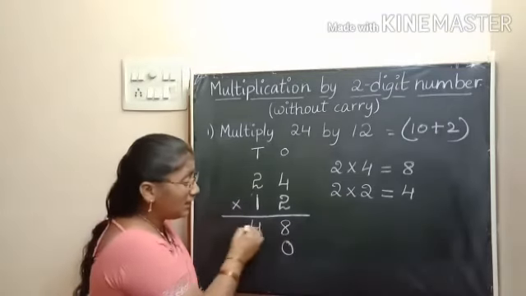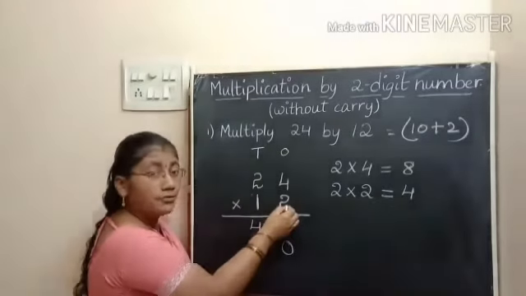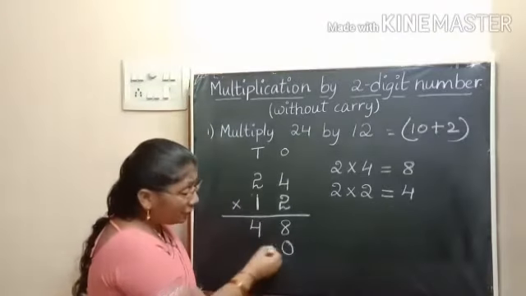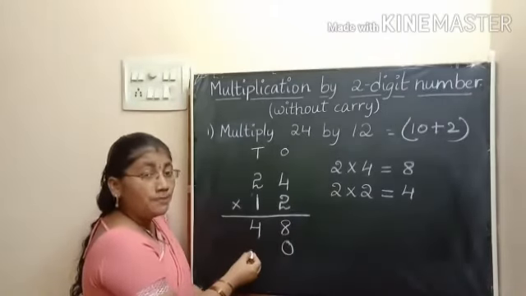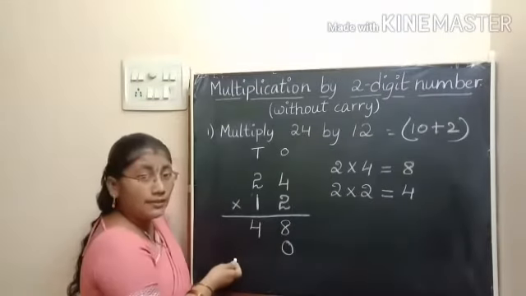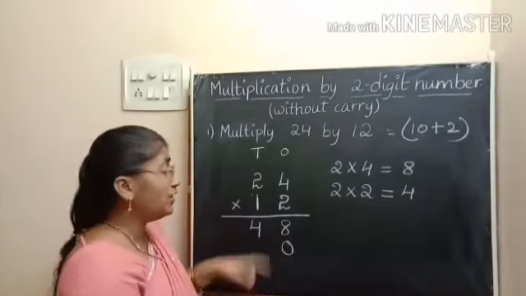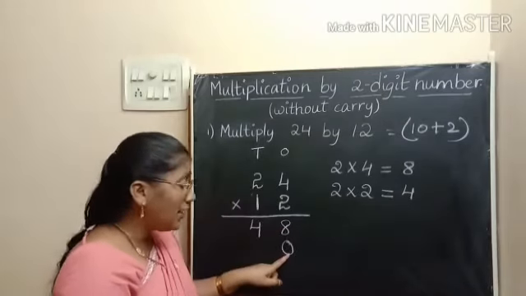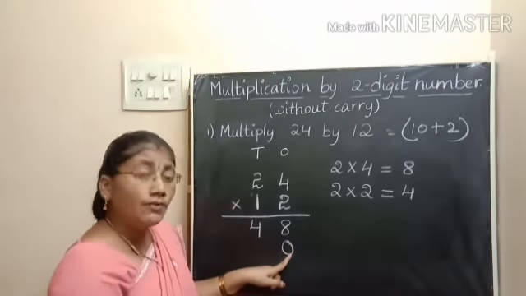Actually, the first line belongs to the multiplication of 24 and 2. Next we write the result of 24 and 10 in the second line. Understood, children? Now we are multiplying with 10. That's why we should write 0 in ones place.